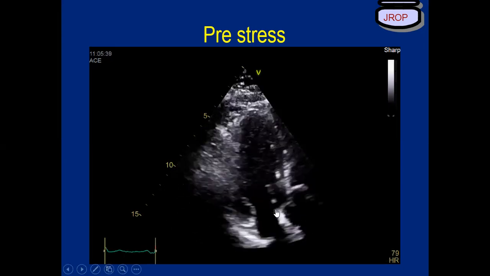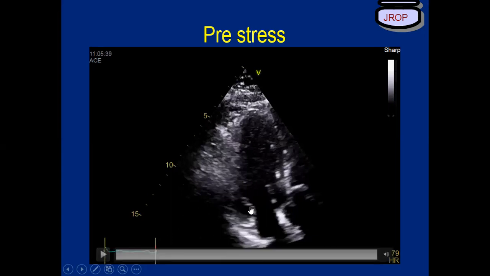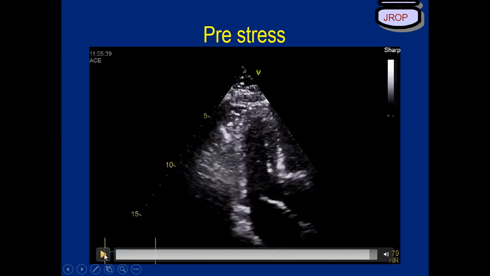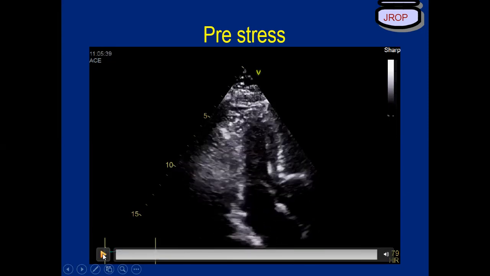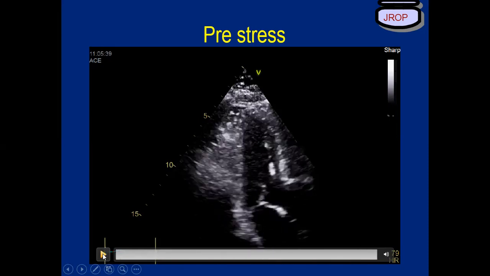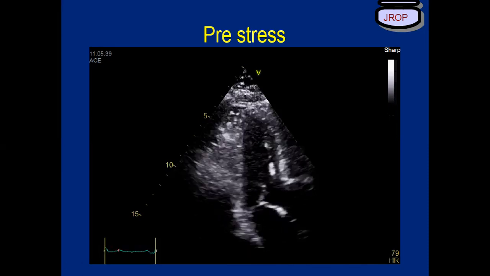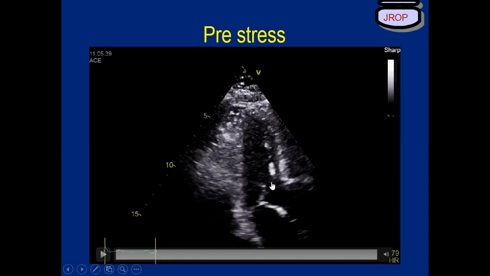And now this is a very beautiful picture where the two leaflets and the cords are seen. Here's the leaflet, and now you see a cord, and this cord is being sucked in. Can you see this PML cord being sucked? I hope this does not move. Now look at this cord getting into the LVOT.